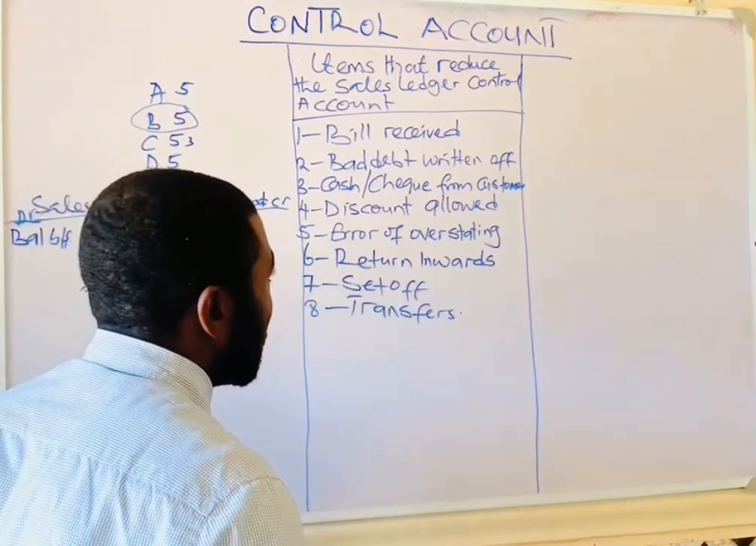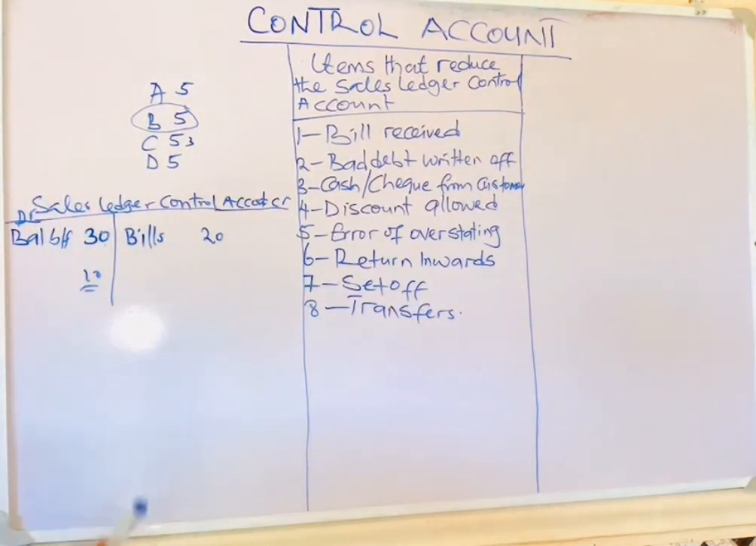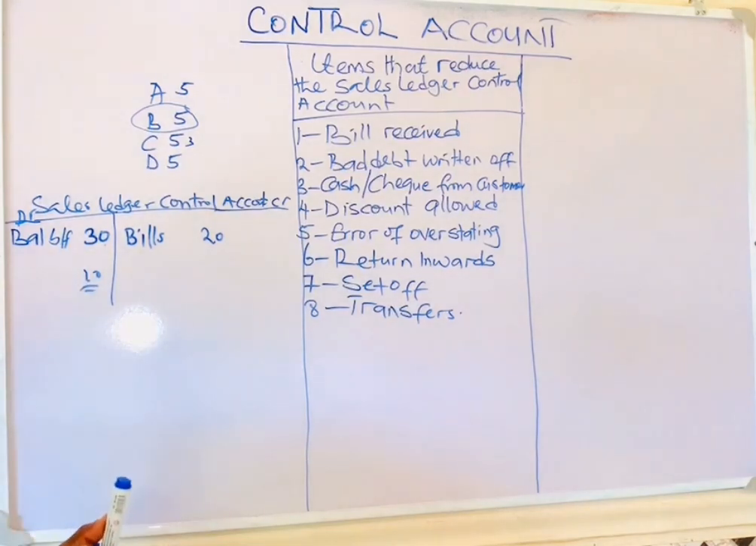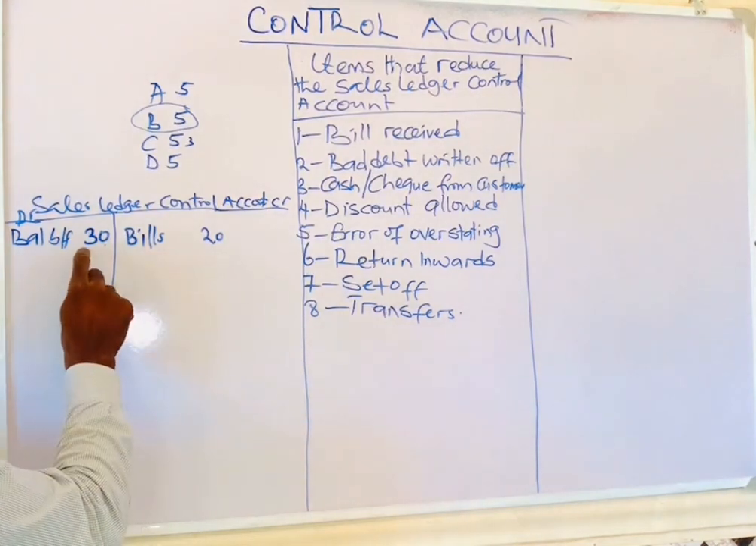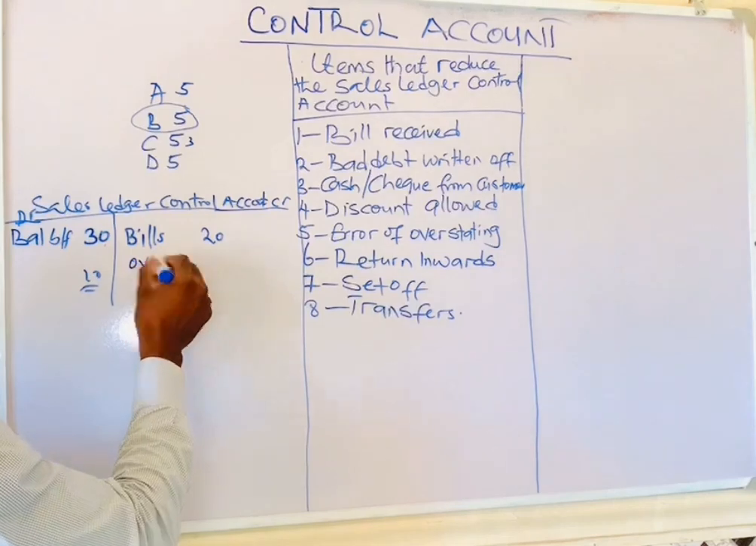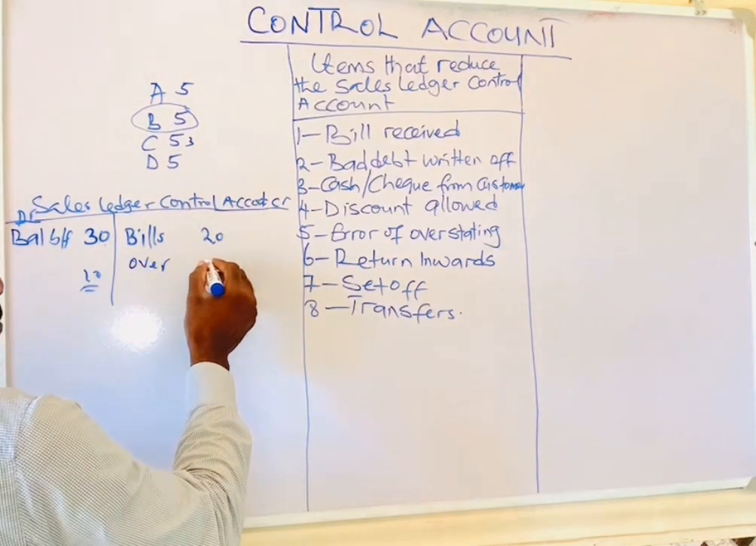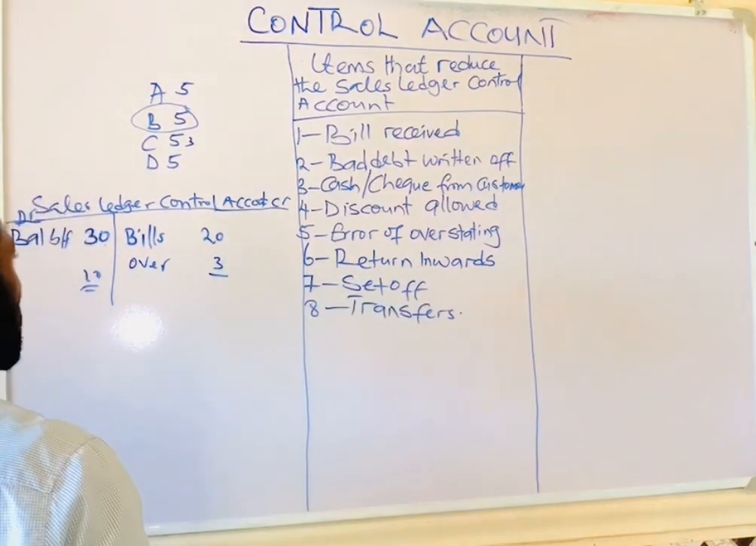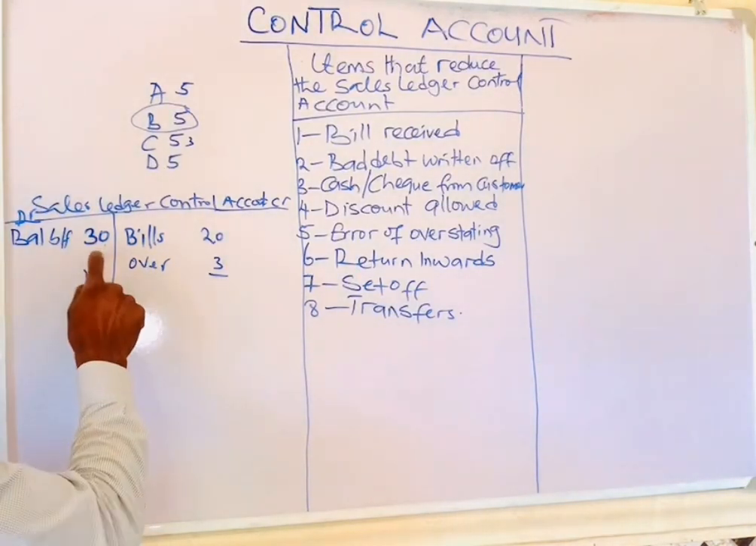Error of overstating. When our balance here was overstated with a certain amount, and this overstating is identified, it will come here to reduce what was overstated. That is very simple. We overstate this account with 3 to make it 30. So you come and remove the overcast balance of 3, it will be 27. That is what I'm saying. Return inward. The customer returns some goods to us. So it will be deducted from this balance.